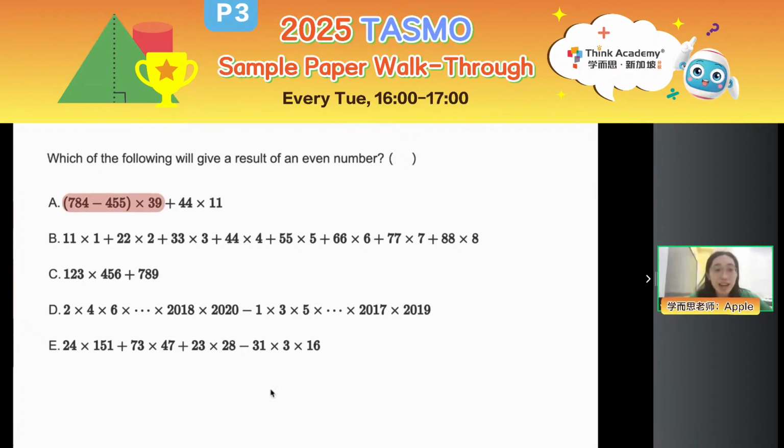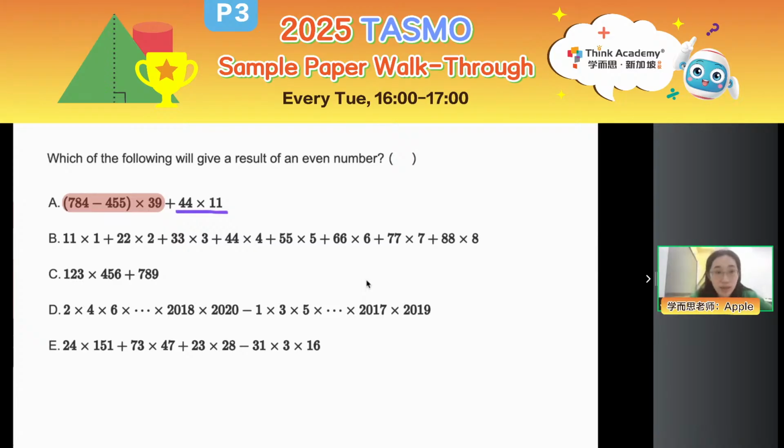For 784, it is an even number. Even number minus an odd number, so actually you can still get the odd number. Then odd number times odd number, actually for the part I highlight, it is still an odd number, right? And then odd number plus, here you see that the 44 is an even number. Even number is super powerful in multiplication. Even number multiplied by any number, that is still an even number, okay? So for the first one, you can get the final answer should be odd.